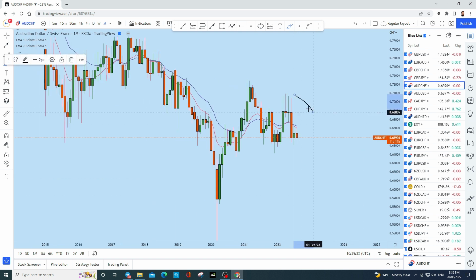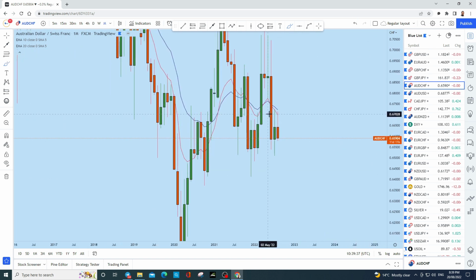Now you see every month the price was creating a series of lower highs, and then in the previous month the price created another doji with a rejection from the top, creating a lower high. So with that in mind, AUDCHF on the monthly still looks bearish. As you can see, the lower part of this monthly wick has not been tested yet.